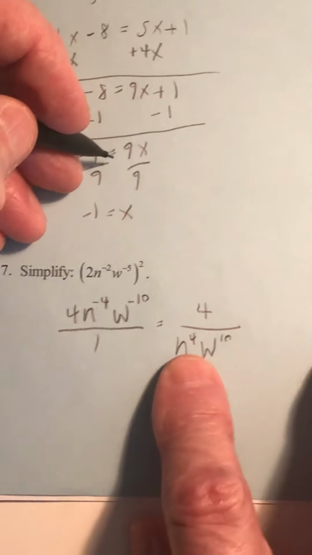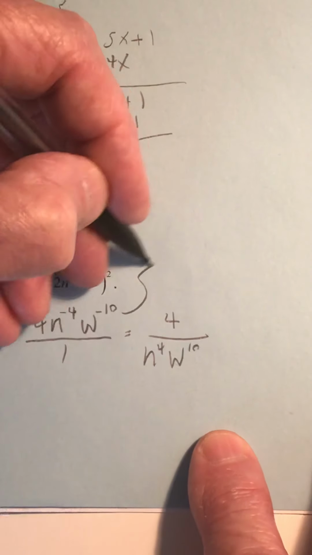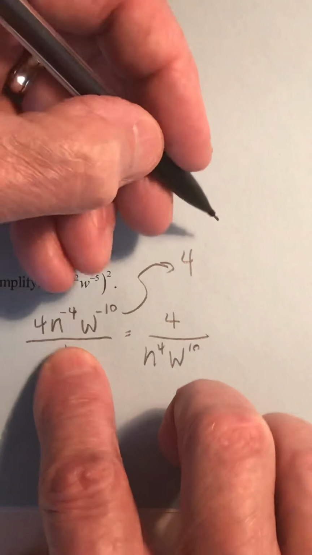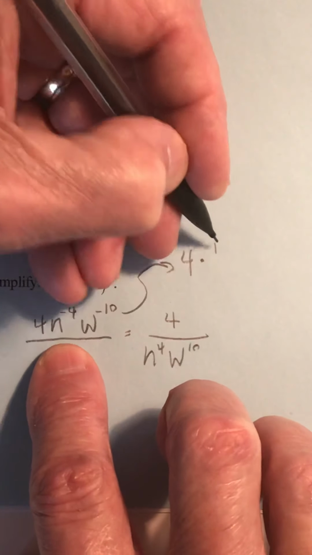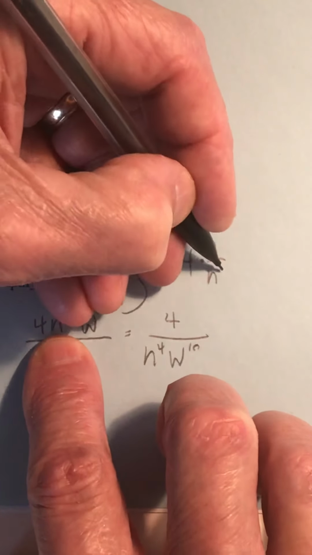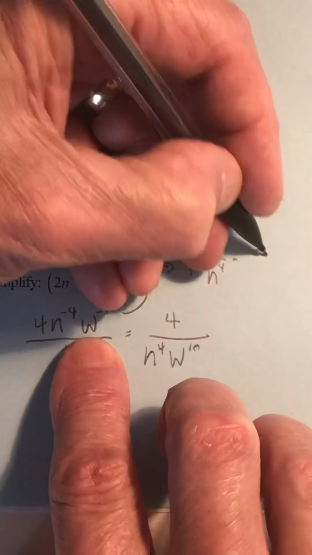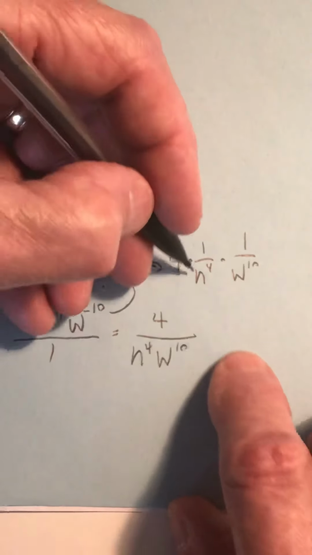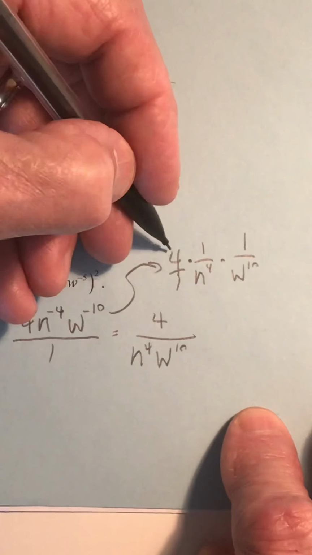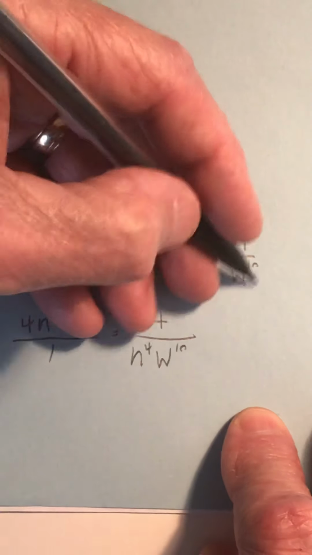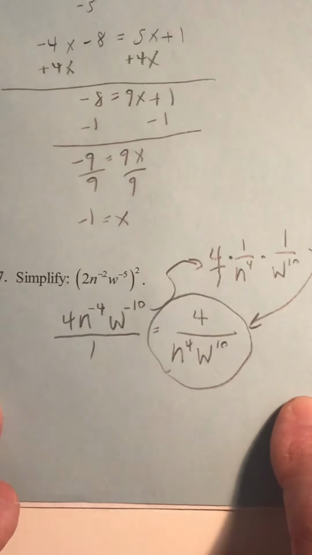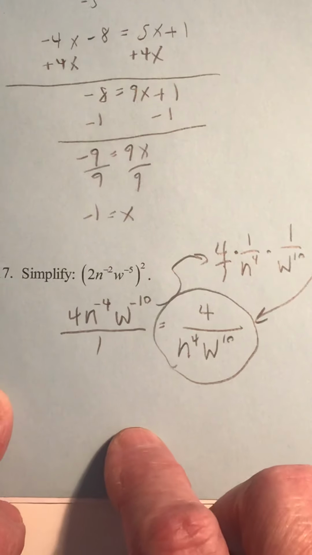If you don't follow that argument, if you miss that lesson somehow, remember this is the same as 4 times 1 over n to the 4th times 1 over w to the 10th. And then if you think of the 4 as 4 over 1 and multiply this out, you wind up with the same answer anyhow. But it's quicker if you do this jump across the bar thing.